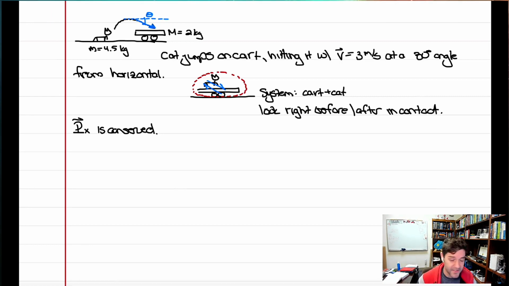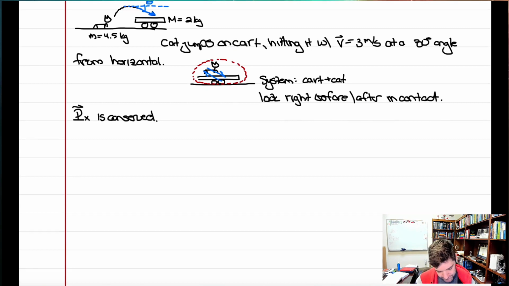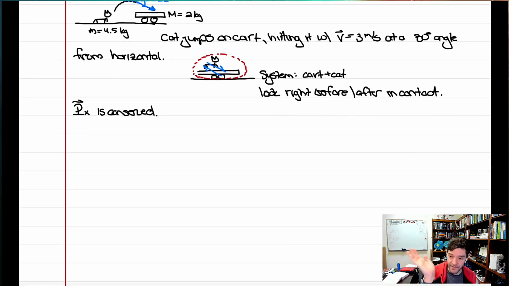Vertical is not. There has to be a net external force, particularly when the cat is coming in contact with the cart, because it would want both of them to sink into the floor. The floor has to push up and respond as a result. And more or less something has to get rid of the vertical momentum the cat has. It could get transferred to the cart, but then the cart would move vertically as well, but then it gets robbed by the floor, which is external to the system. So the horizontal momentum is conserved.